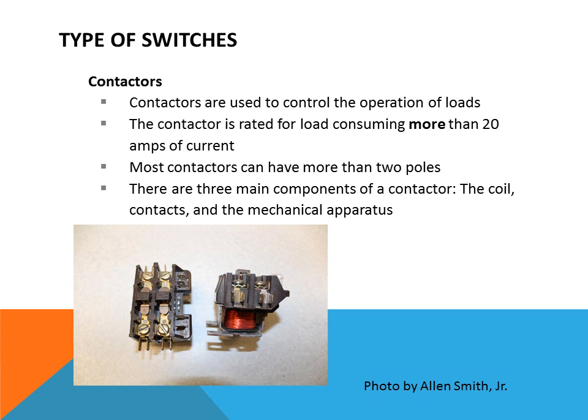There are three main components to a contactor: the coil, which receives the control voltage; the contacts, which have line voltage going to them and control the voltage to the load; and the mechanical apparatus, which is the linkages and springs and things that hold the contacts open, and of course when the coil is energized, allow them to close.